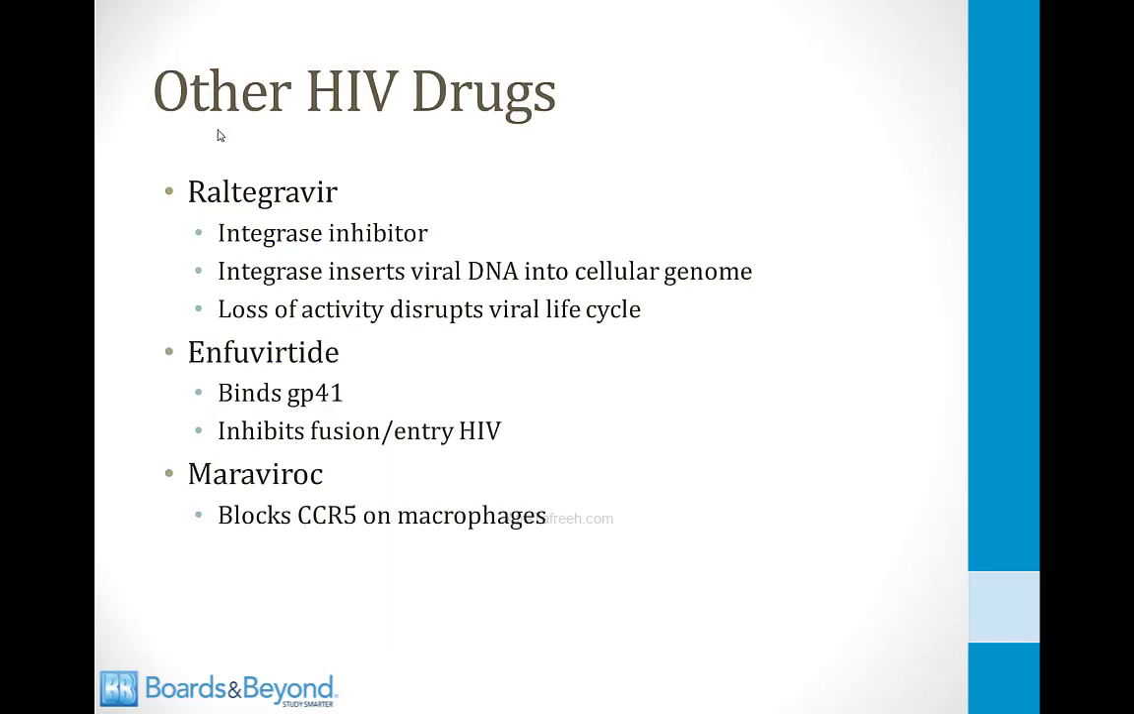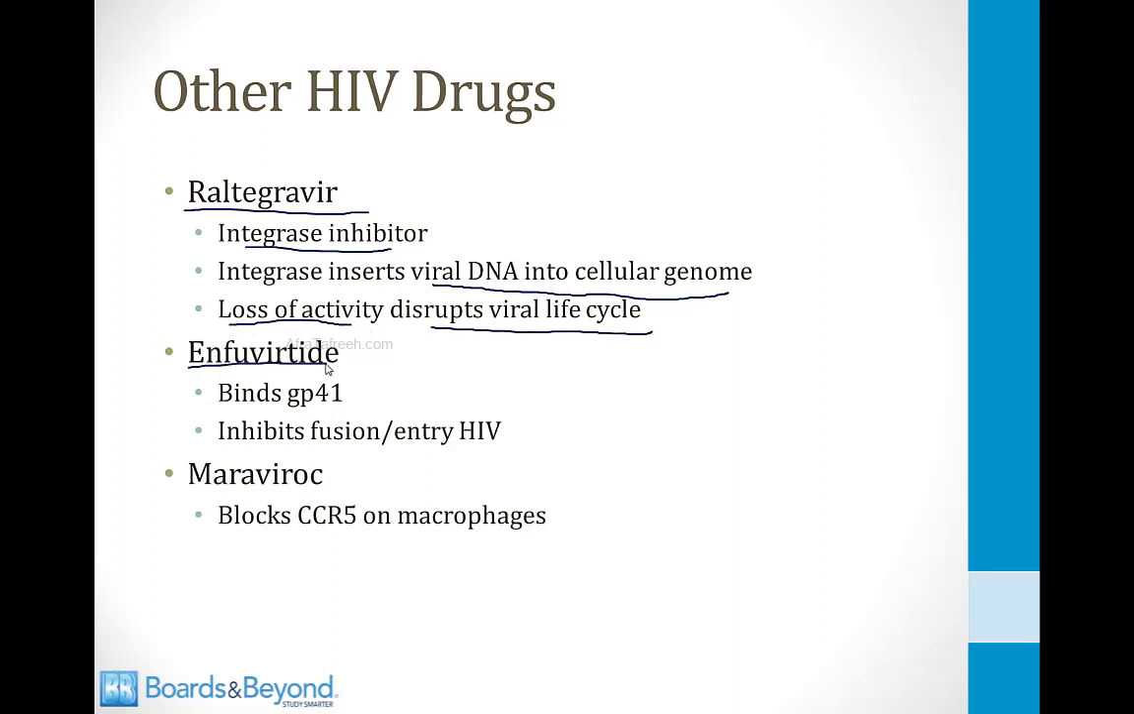Finally, let me mention 3 other HIV drugs, and the most important thing to know about these drugs is their mechanisms because they all inhibit key elements of the virus particle. The first drug is raltegravir, which is an integrase inhibitor. So recall that the integrase enzyme inserts viral DNA into the cellular genome. So when you lose activity of the integrase enzyme, you disrupt the viral life cycle.